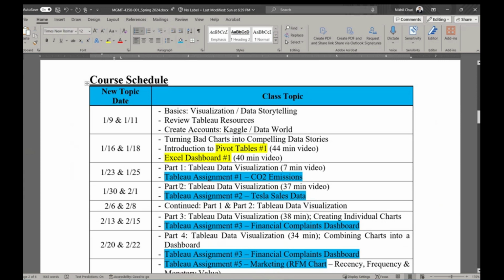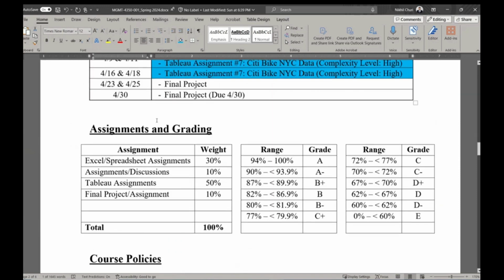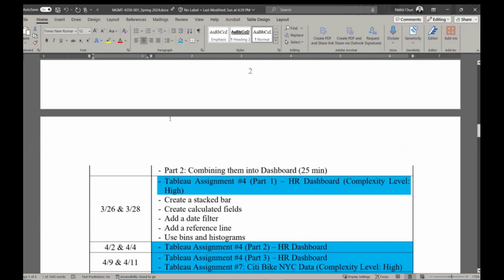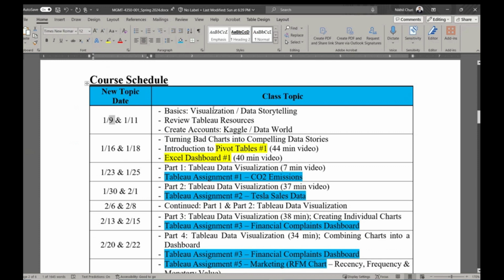Class topic-wise, this is how we are planning to move forward for the entire semester, starting from today, which is 1/9, and the last day is the 1st of May. On a weekly basis, there are topics we'll be covering. Initially, in the first week, at least for today, we won't be solving anything. We'll just talk with each other, get to know each other, and get a feel for the topics coming in week 2, week 3, week 4, and moving forward.